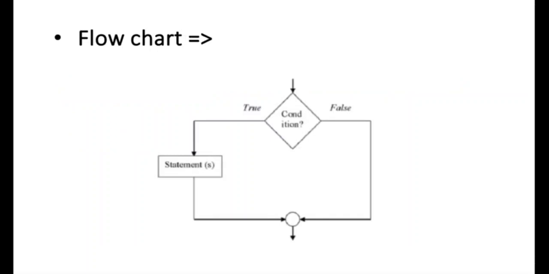And the flowchart for the simple if statement can be represented like this. We take a diamond in the middle where we write the condition that we have given, and from that there is the true part, which has statements, and the false part also. This is the given flowchart for the simple if statement.